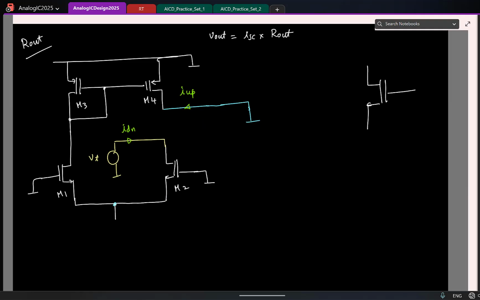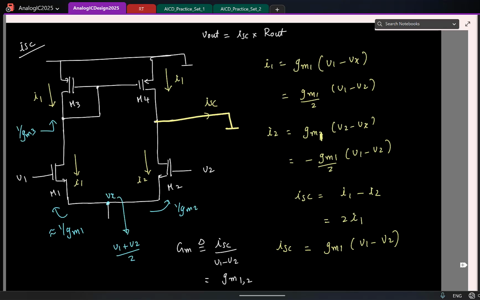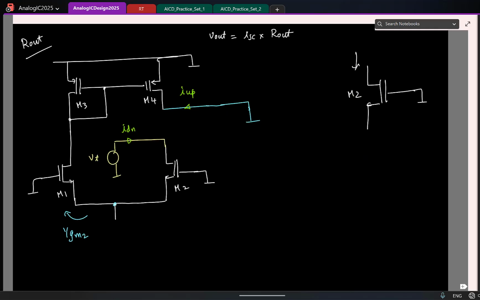So I am looking into the drain. Gate is incrementally short. M2 is there. And what is the resistance looking here now? Again, we just saw it some time back. It's 1 by Gm1 or 1 by Gm2, because the drain side is at a lower resistance. We just saw it here. Since the resistance at the drain is much smaller, I can say that the resistance looking into the source is 1 by Gm. So if I were to write it, it's going to look like this.